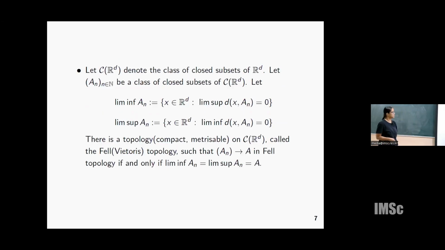Another important class of examples comes from a very different perspective. Look at the class of all closed subsets of R^d. We define a new topology on this class of closed subsets, which is called the Fell topology or Vietoris topology. A sequence of closed sets A_n converges to A in the Fell topology if and only if the lim inf of A_n and the lim sup of A_n are equal to A, where the definitions of lim inf and lim sup are given by this.